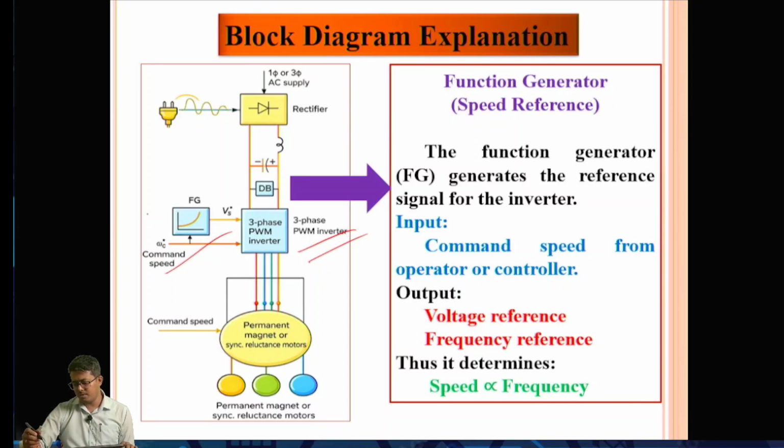The input is basically the command speed from the operator or controller. The output is the voltage reference and frequency reference. Thus it determines the speed, which is proportional to the frequency. According to that frequency, we control the speed, so by varying the frequency we can vary the speed of the synchronous motor.